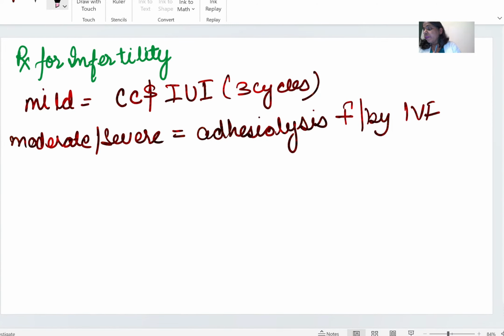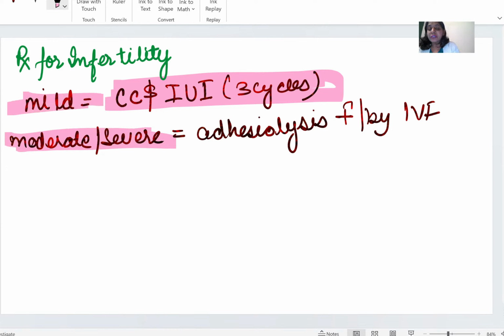What is the treatment of infertility? If the patient has infertility, this is again a PYQ. What is the treatment of infertility? If it is a mild endometriosis case, then we will give clomiphene citrate and IUI 3 cycles, intrauterine insemination. But if it is a case of moderate or severe, then we will do adhesiolysis followed by IVF.